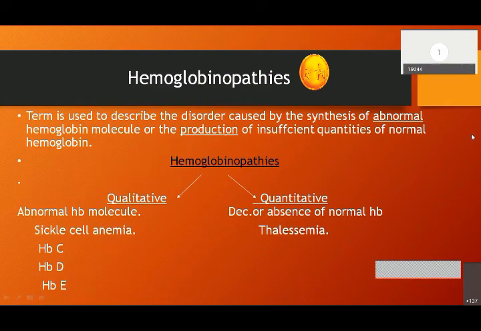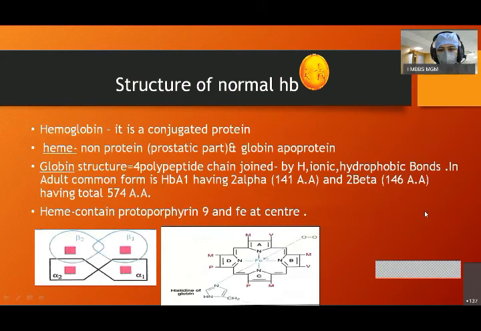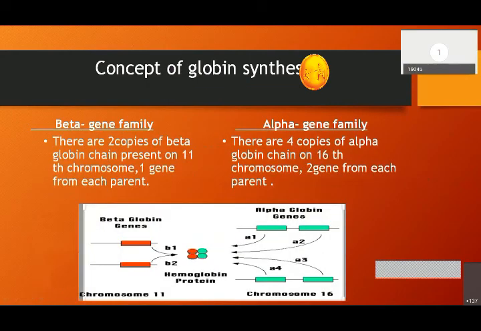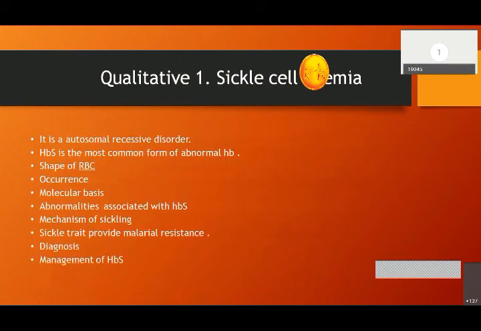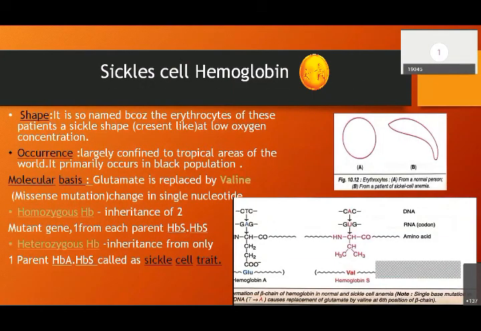Roll number 45. Yes, ma'am. Okay. What is sickle cell anemia? Ma'am, it is the abnormality of hemoglobin molecule in which the RBC changes their shape into sickle shape.